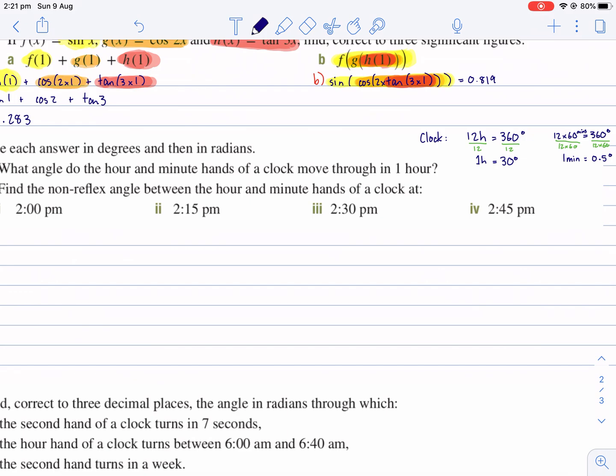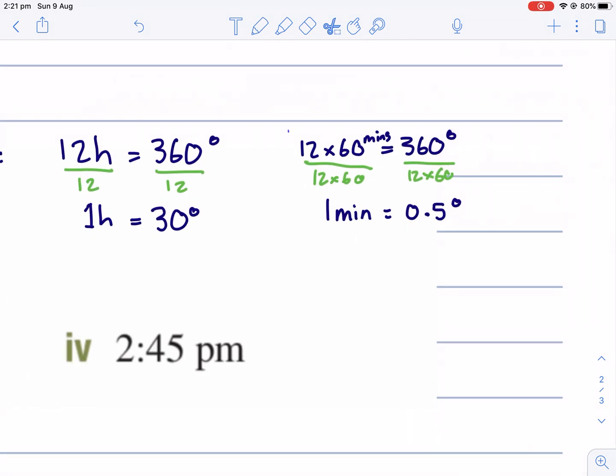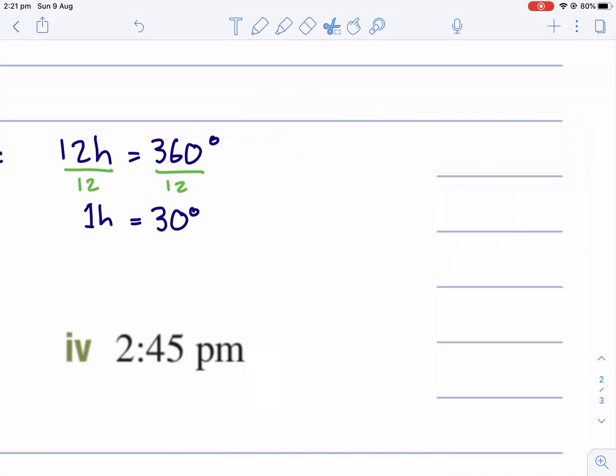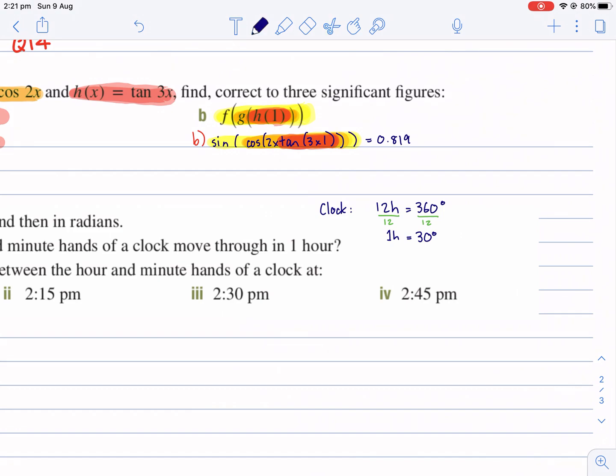What angle do the hour and minute hands move through in a minute? Oh, well, in 1 hour, oh, sorry. I've just figured out, I think I've done one of the later questions. In 1 hour, the minute hand moves all the way around, doesn't it?